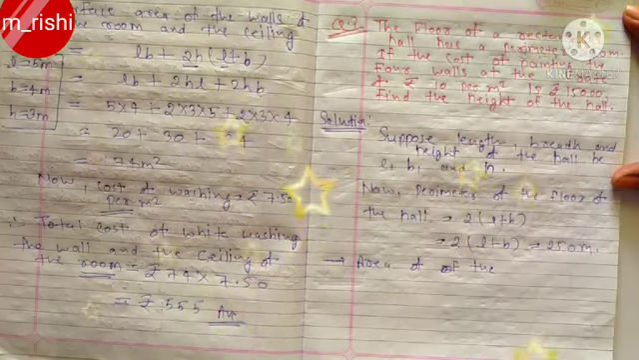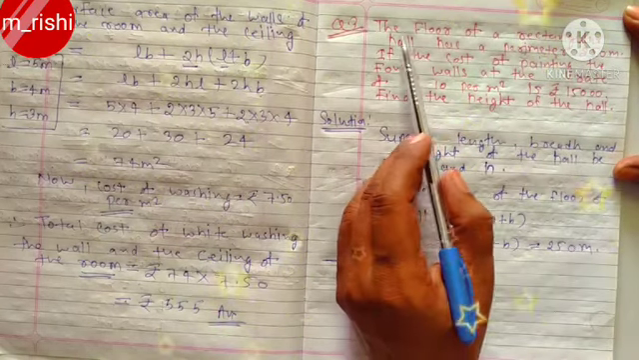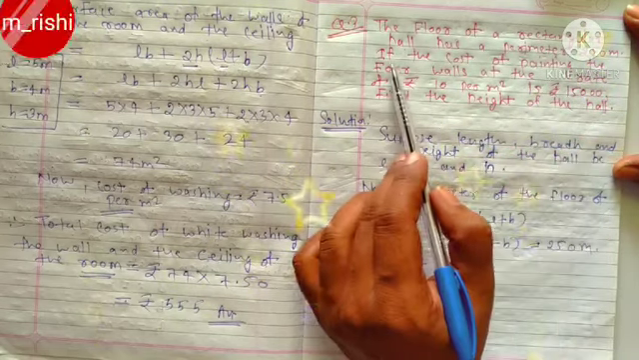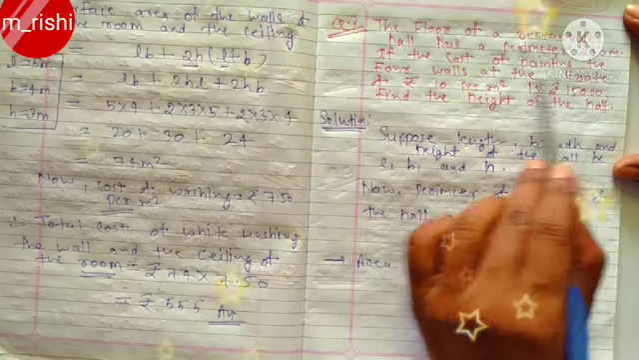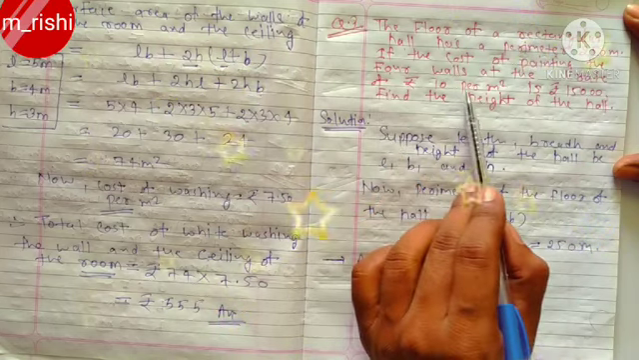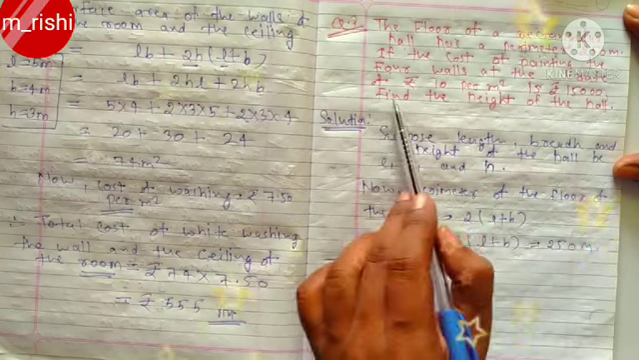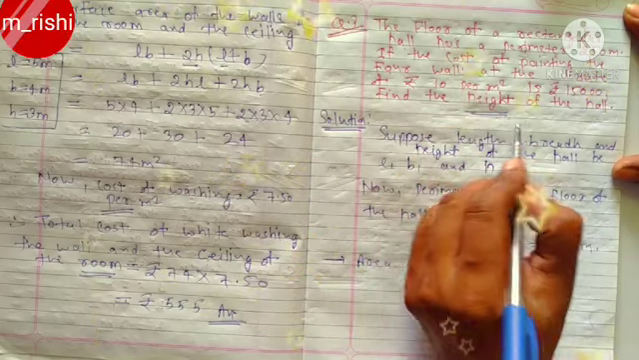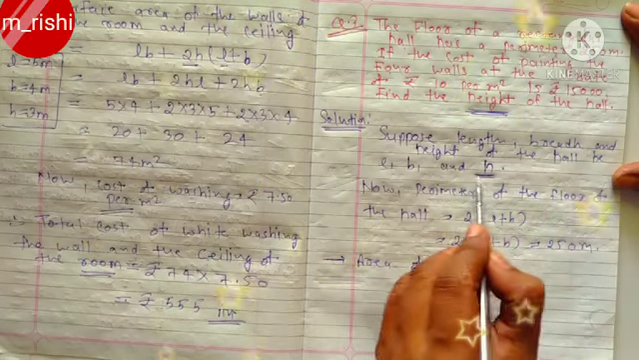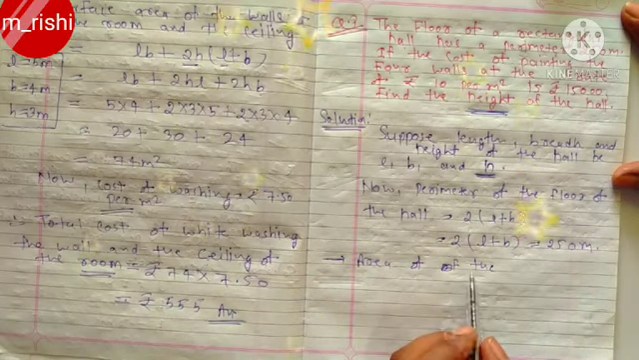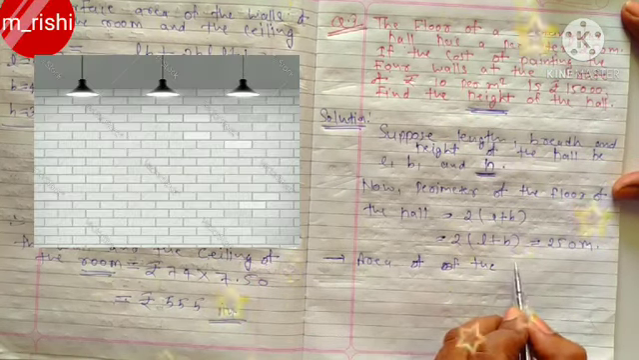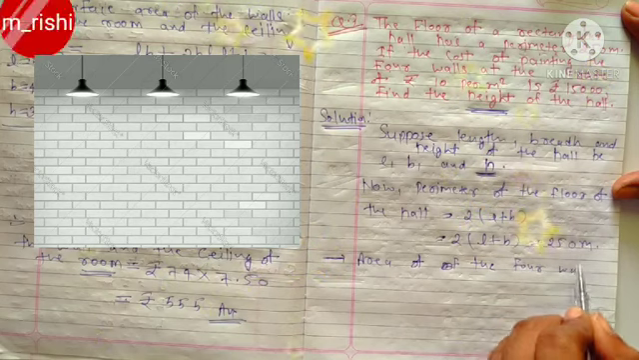So I read this question. The floor of a rectangular hall has perimeter 250 meter. If the cost of painting the four walls at the rate of rupees 10 per meter square is 15,000, find the height of the hall. Yes, find the height of the hall.